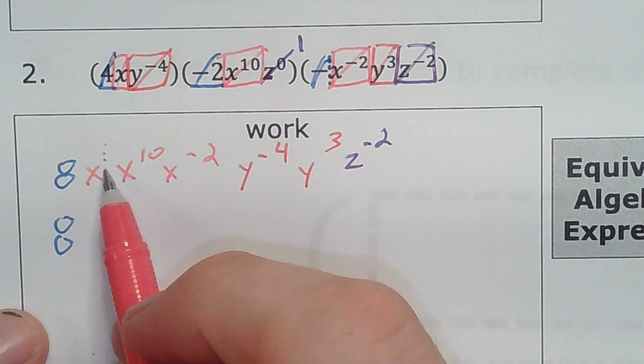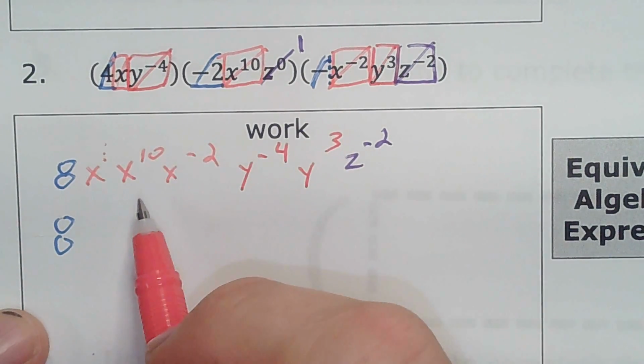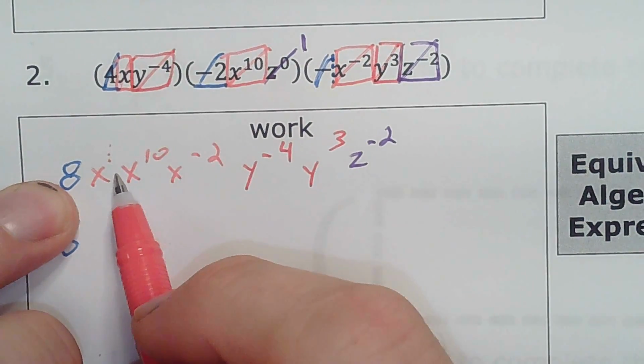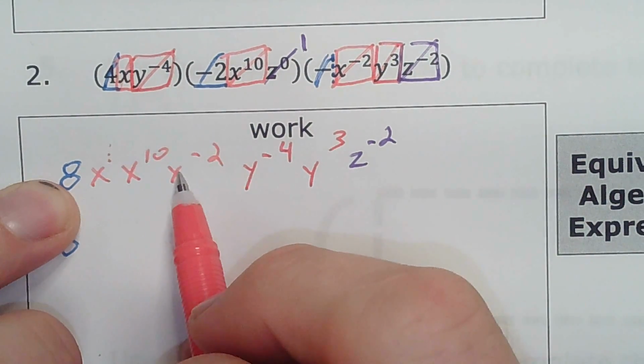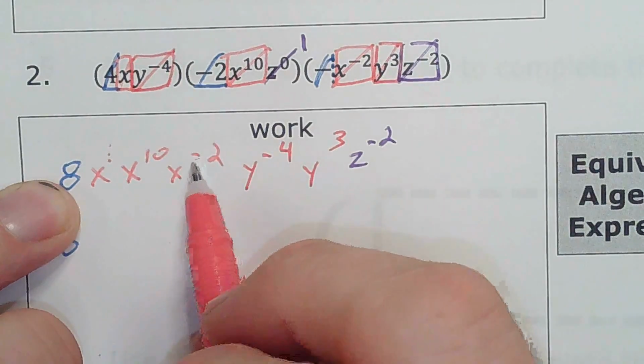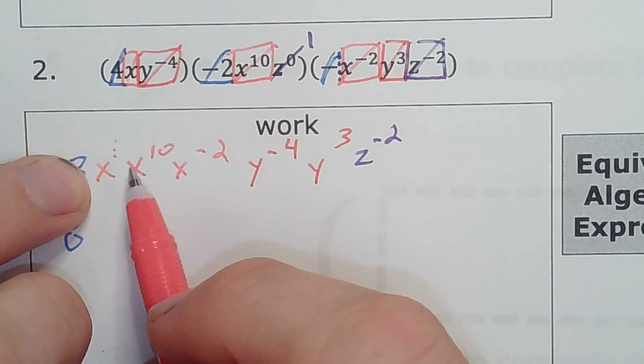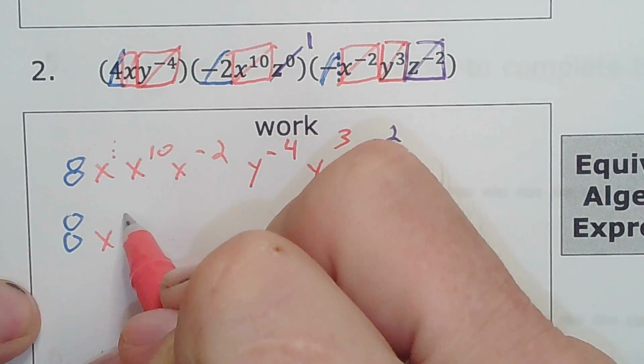I add the exponents together when I'm multiplying the similar terms. So this is going to be 1, x to the 1st times x to the 10th times x to the negative 2. So I just subtract the 2 there. Right, so that's going to be 8. Right, 10 minus 2 is 8, plus 1 is going to be x to the 9th.